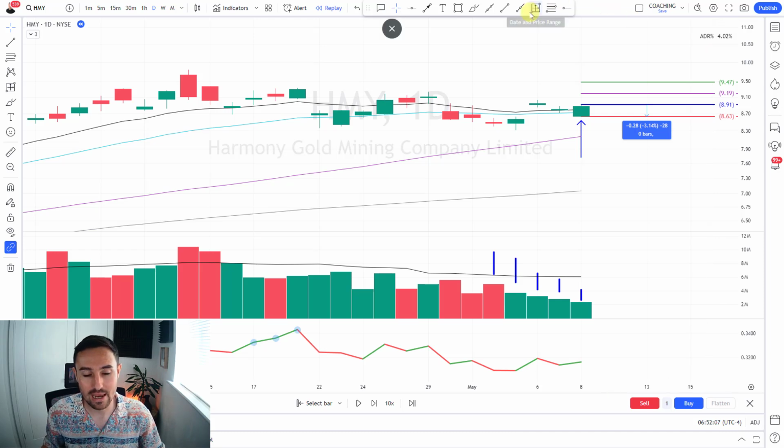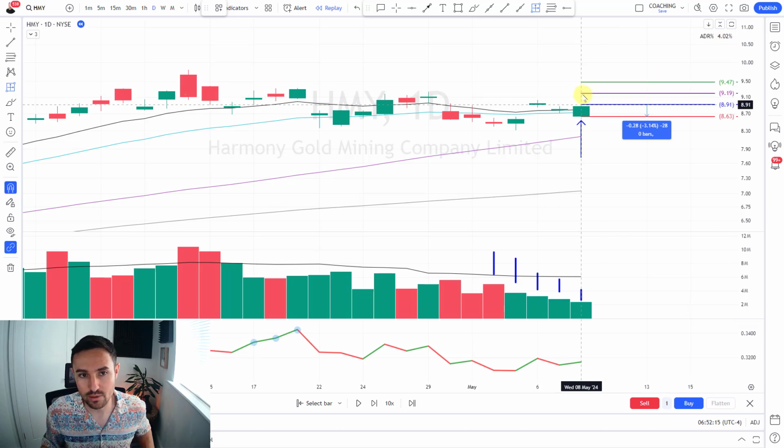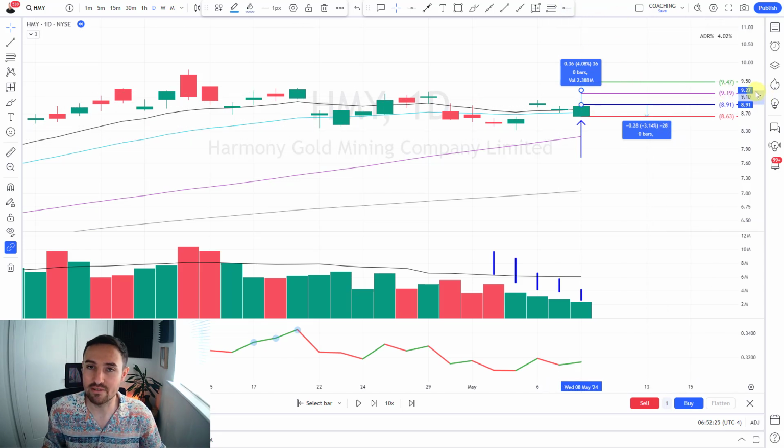So what I'm thinking here is, it's reasonable to expect that this stock could move 4%, because that is the 20-day average daily range percentage of the stock. So 4% from the high of the bar would put us where? Well, around about here. It's not quite perfect, but it's reasonable to expect the stock could go to around about $9.27. Why? Because that's the daily range of the stock.